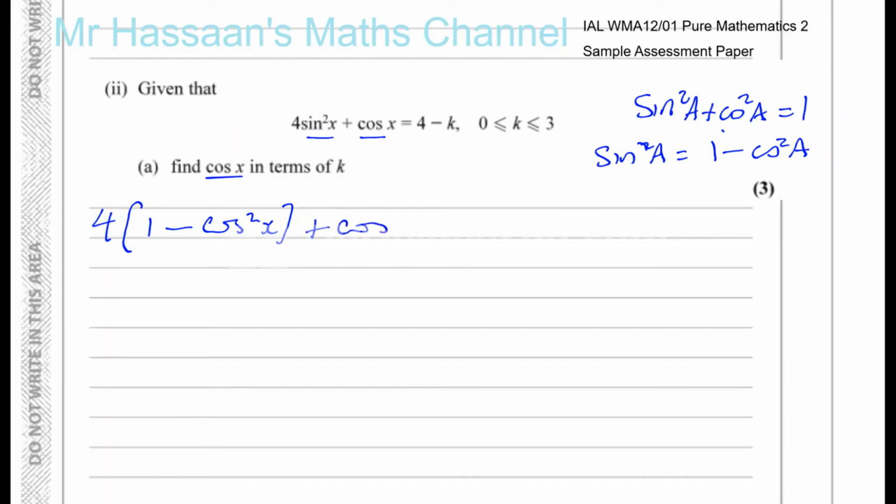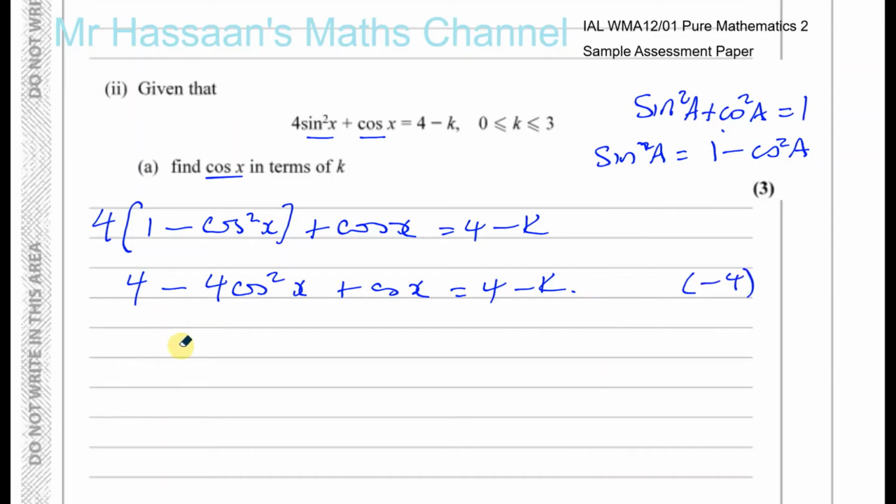So that's plus cosine x equals 4 minus k. That looks a bit better because we want to have cosine x in terms of k, not sine x. So now let's just expand this bracket. So you have 4 minus 4 times cosine squared x plus cosine x equals 4 minus k. Now the 4's are going to cancel out, because if I take away 4 from both sides, I'm going to end up with 4 minus 4 cosine squared x plus the cosine of x equals minus k.